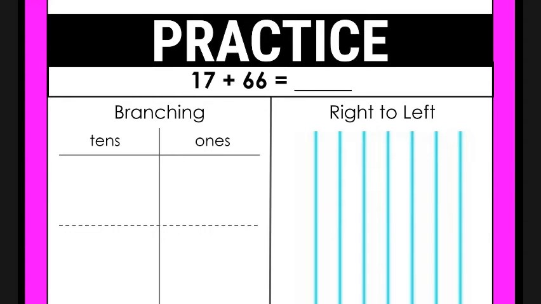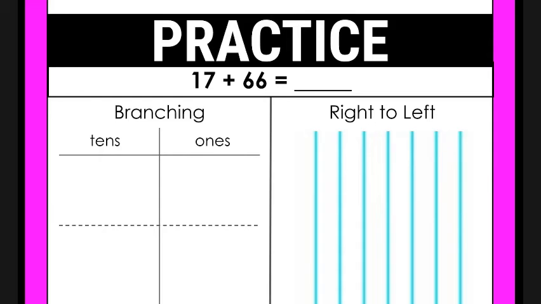For this last example, I am going to draw on my screen so that you can see it better exactly how it would look on your paper. So when I'm doing 17 plus 66, again, I'm going to do both ways, branching and right to left. If you want to join in with me on this one, you can, or if you want to just watch today, you can also do that. Tomorrow, you're going to have a lot more practice where you're actually doing it.